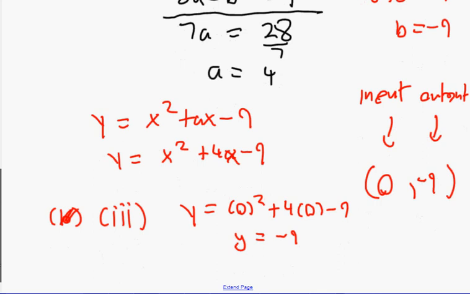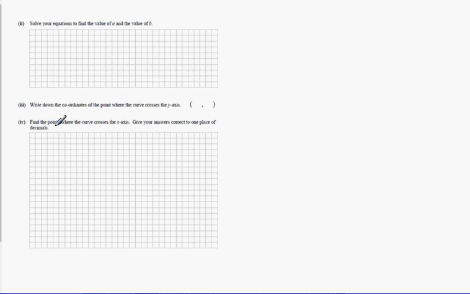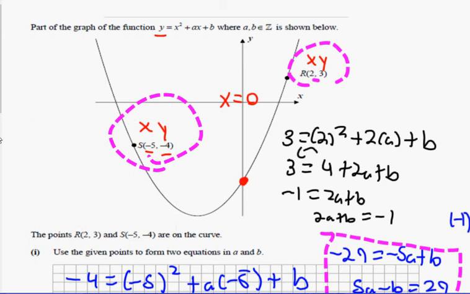Now, next part. Part 4. Find the points where the curve, basically this part here, crosses the x-axis. Give your answers correct to one place of decimals. Okay. What does one place of decimals mean? It's a hint that it's going to be a minus b formula. Okay? Decimals. What it's asking us for is, where does it cross the x-axis? Tell me where it crosses the x-axis as I go down.